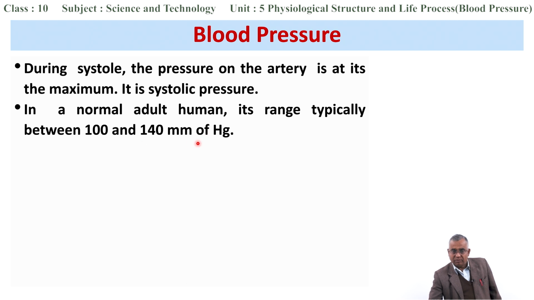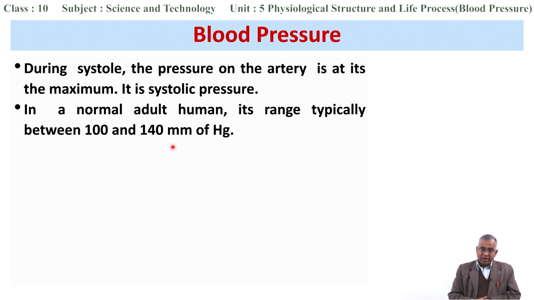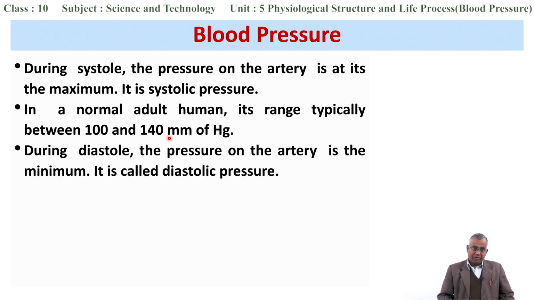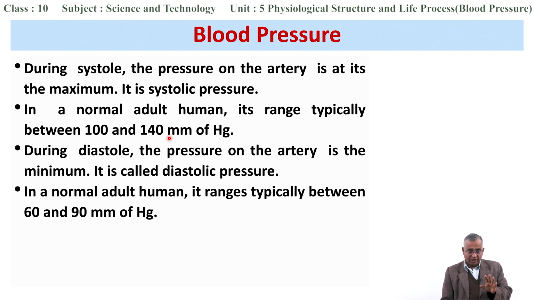So, a normal adult human has what range of systolic pressure? 100 to 140, that is the systolic pressure range. And during diastole, the pressure on the artery is minimum, that is called diastolic pressure. The normal adult range is typically between 60 and 90.